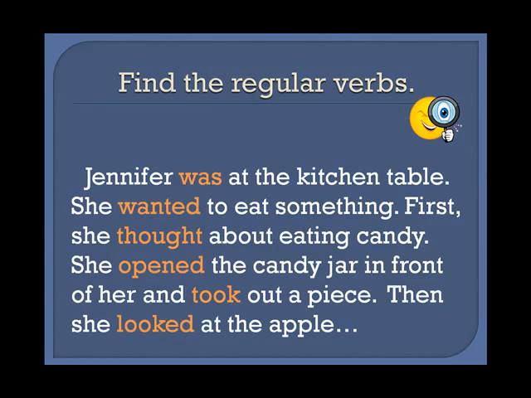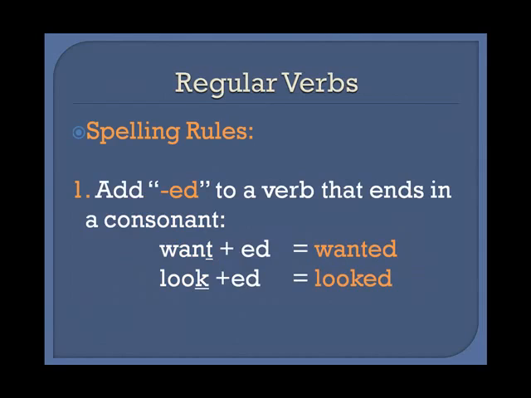These verbs are easier to recognize and use once you know the spelling rules. Here are the spelling rules for forming regular verbs. Rule 1. Add ed to a verb that ends in a consonant. Examples. Want ends in T, so we get wanted. Look ends in K, so we have looked.